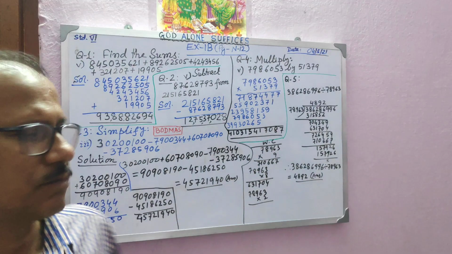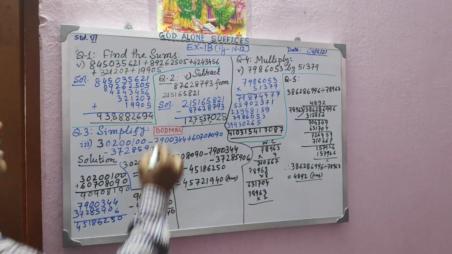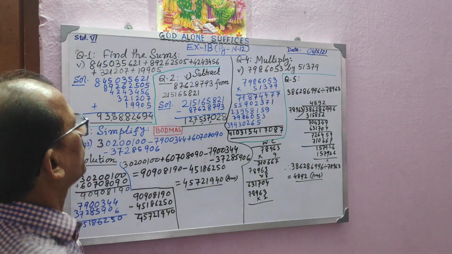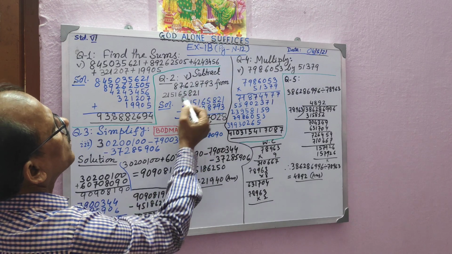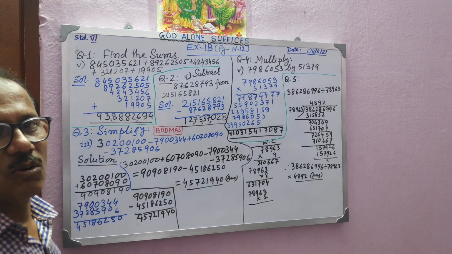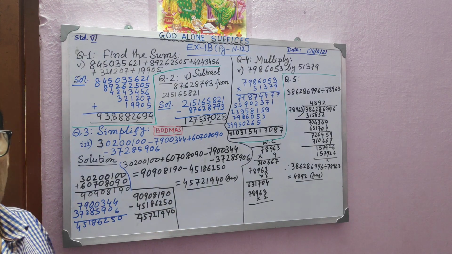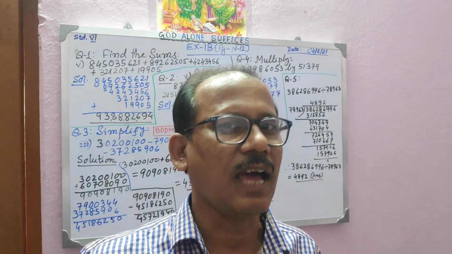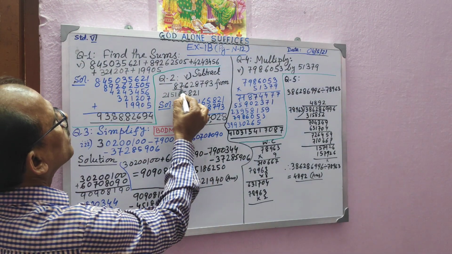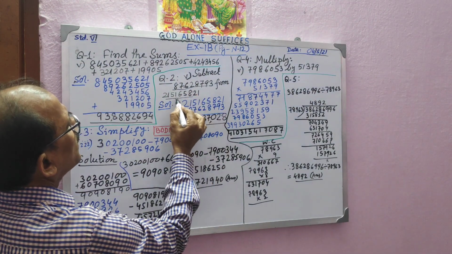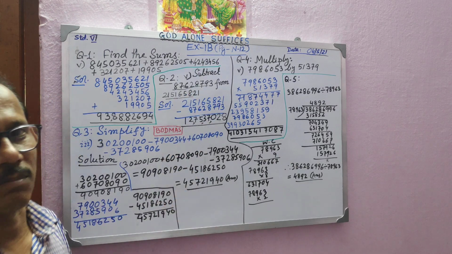You children are smart enough, you can do it. I will take one example of subtraction also. Question number 2 I have taken. Question number 2 says subtract this number from this. In subtraction, the number from which it is subtracted is called the minuend, and the number which is subtracted is called the subtrahend. So the subtrahend here is this one, and this one is the minuend. That means from this number only this number has to be subtracted.